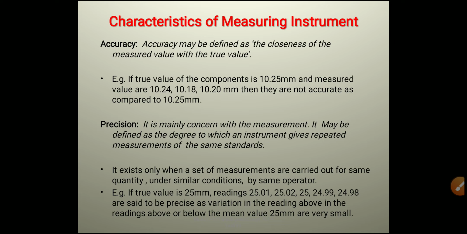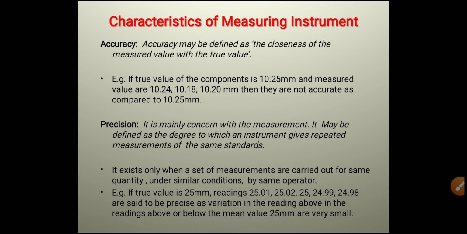So coming to precision, what is meant by precision, or what is the difference between accuracy and precision? Let us see the definition of precision. It is mainly concerned with the measurement. It may be defined as the degree to which an instrument gives repeated measurements of the same standard. It exists only when a set of measurements are carried out for the same quantity under similar conditions by the same operator, or we can say it is a repeated measured value of a measurand.